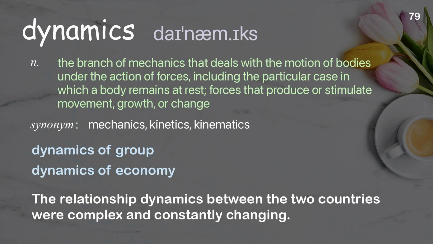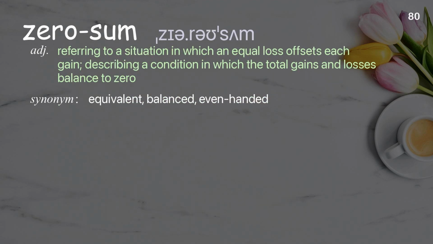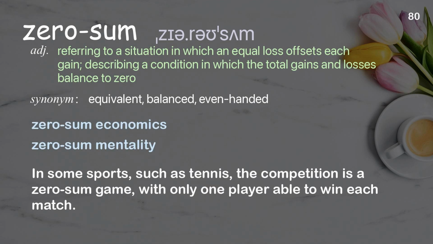Zero-sum. Referring to a situation in which an equal loss offsets each gain, describing a condition in which the total gains and losses balance to zero. Examples: Zero-sum economics. Zero-sum mentality. In some sports, such as tennis, the competition is a zero-sum game, with only one player able to win each match.